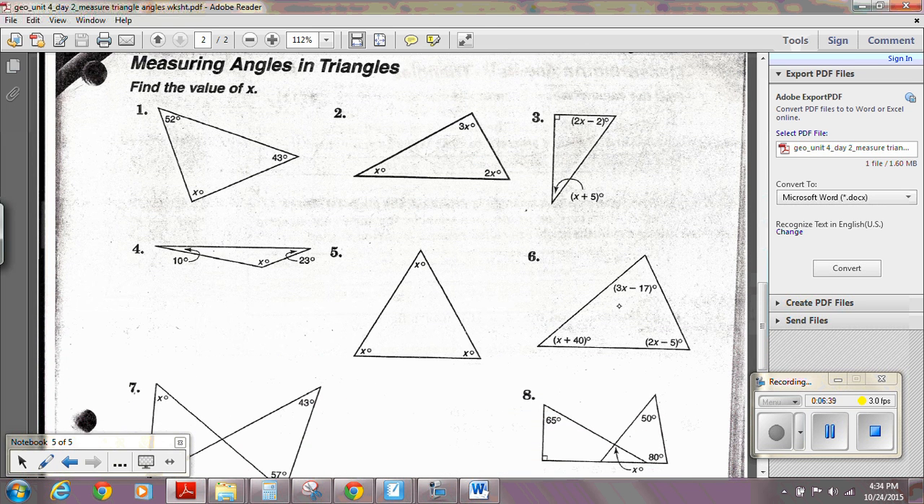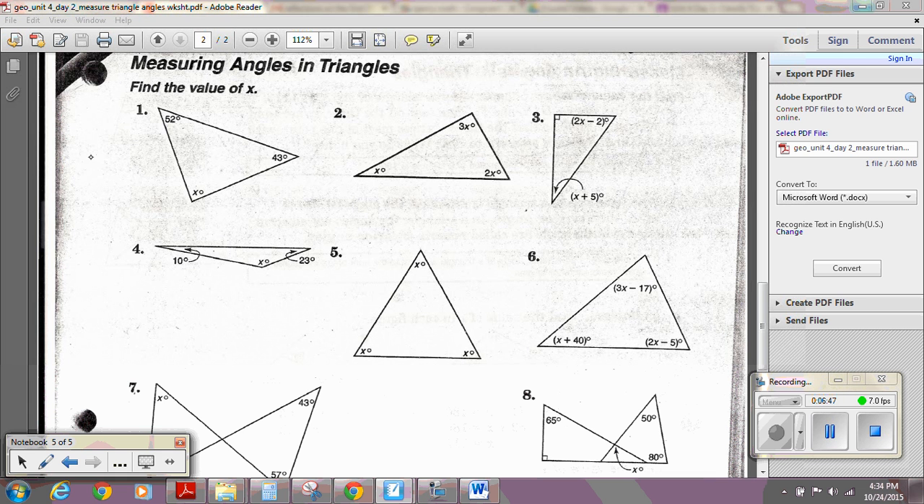Alrighty. On this page, or this side of the page, they only want us to find the measure of angle x. So x plus 52 and 43, so that is 95. So x plus 95 is 180. So that means x would be 180 minus 95, which would give us 85 degrees.